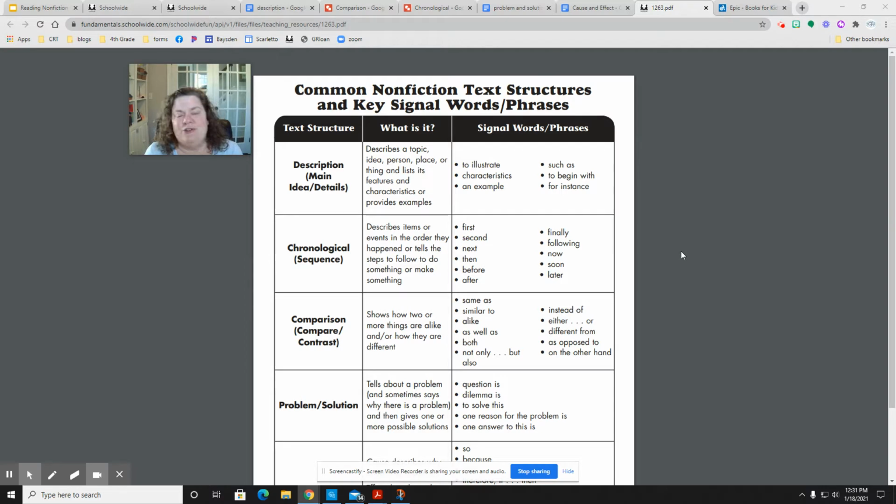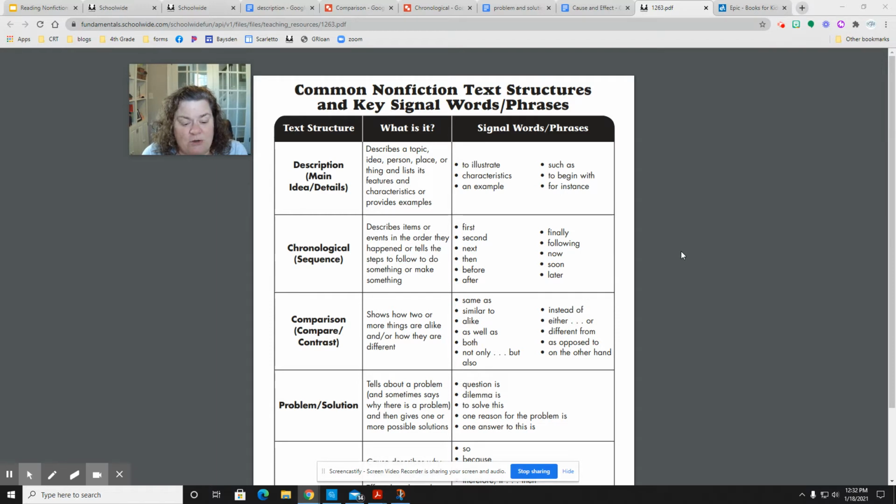Today, we're going to introduce our next three text structures and probably review our descriptive and chronological text structure just a little bit. And we're going to use one book. I found the book in Epic. I was super happy.